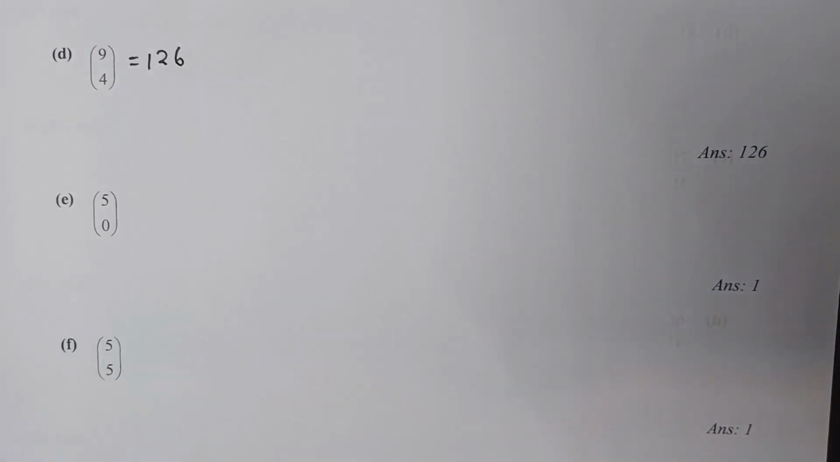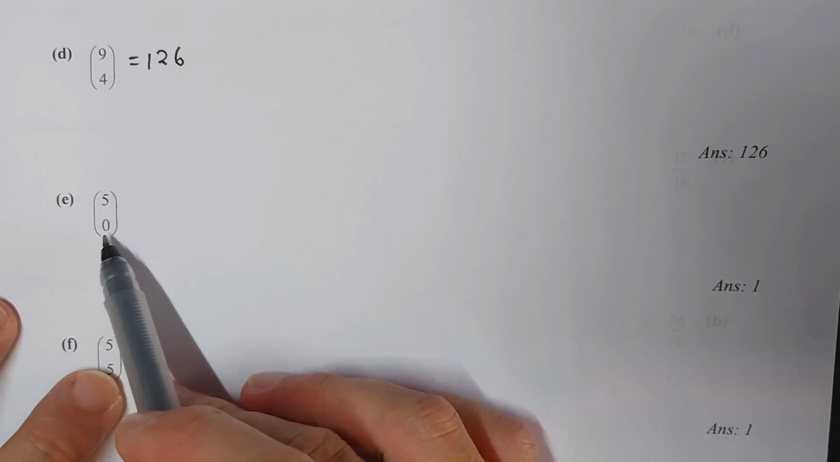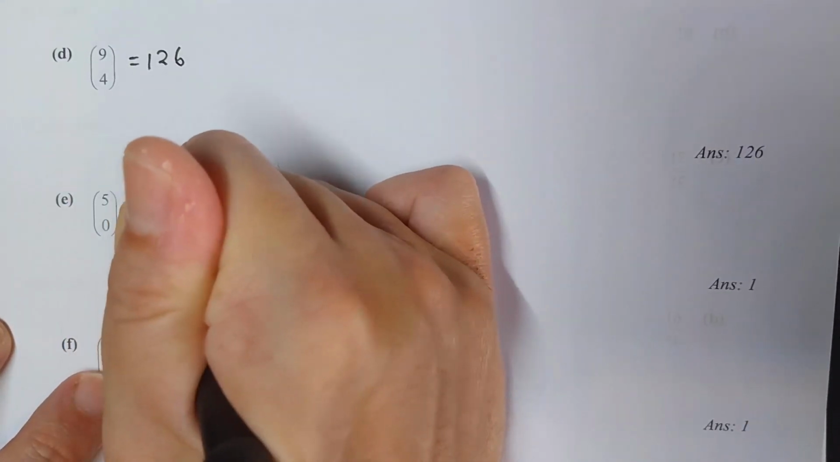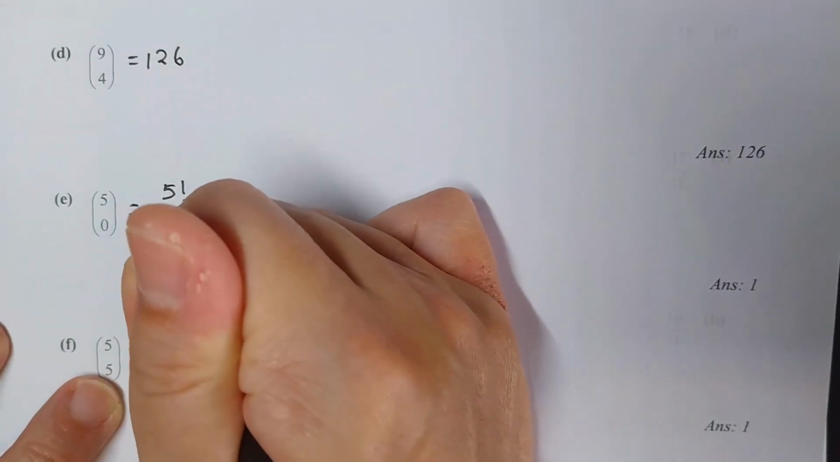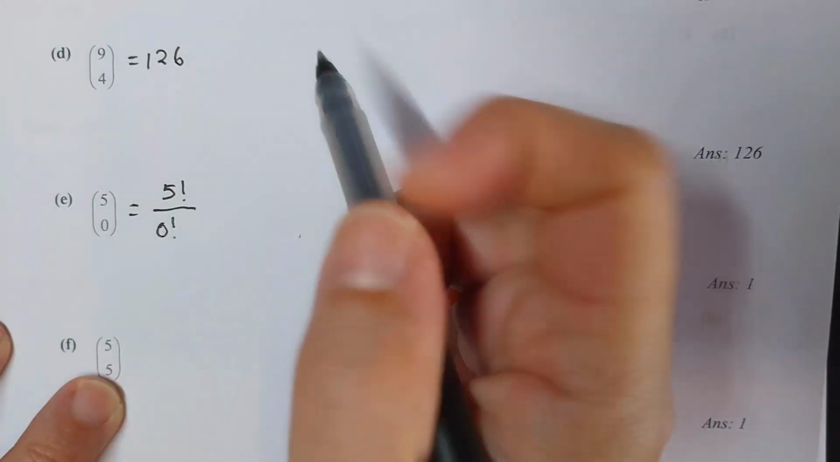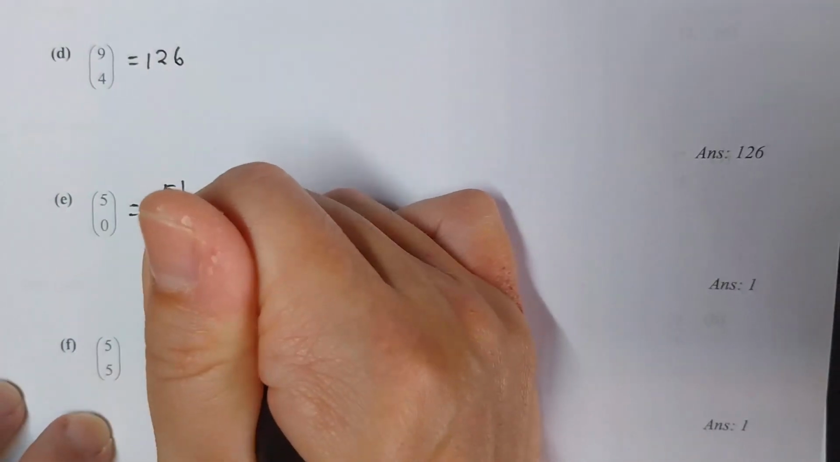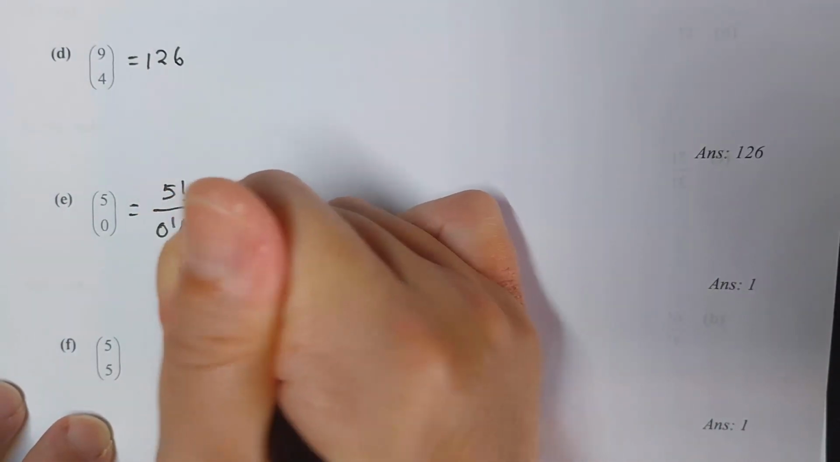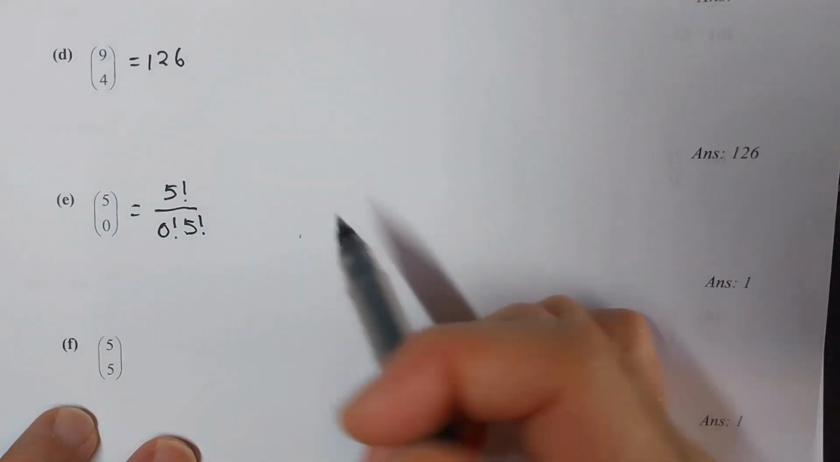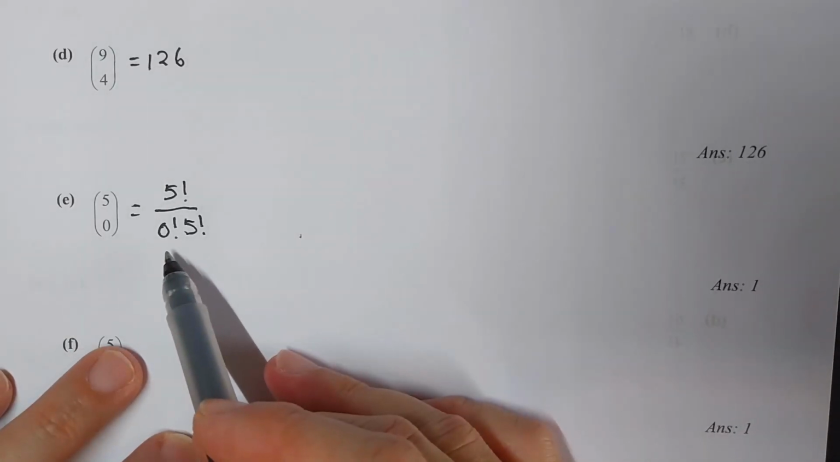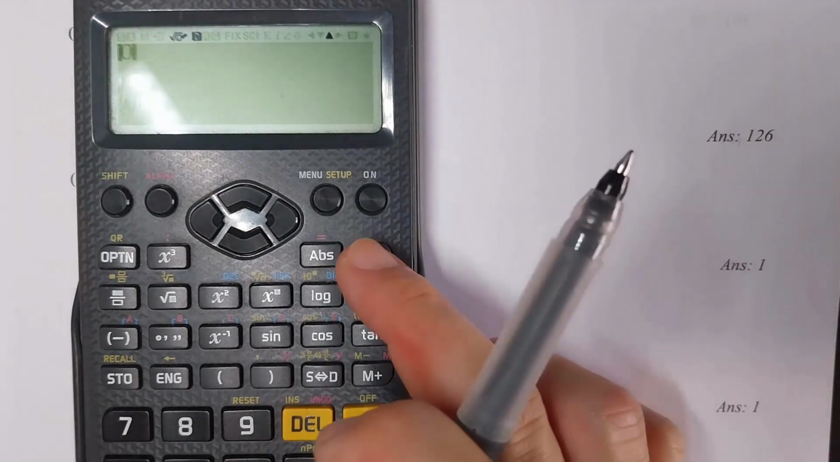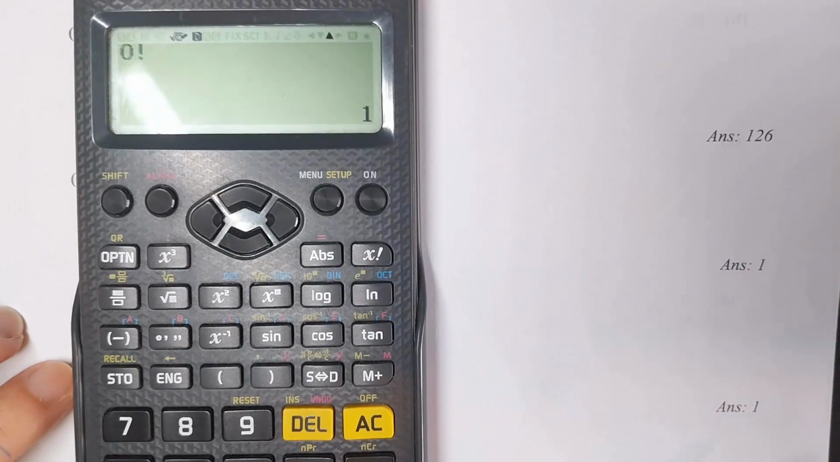5 choose 0. Now for 5 choose 0, you have a problem here because you will have 5 factorial over 0 factorial multiplied by 5 minus 0, which is 5 again, factorial. So what is the value of 0 factorial? In order to find the value of 0 factorial, an easy way is of course just to press the calculator and you will realize that 0 factorial is actually equal to 1.